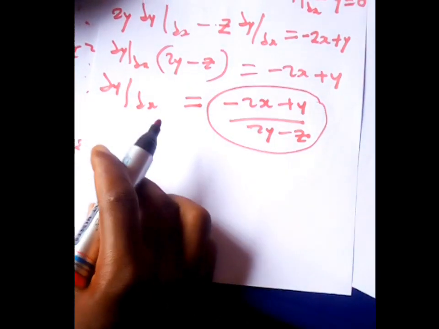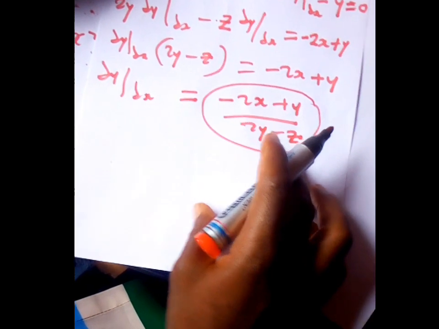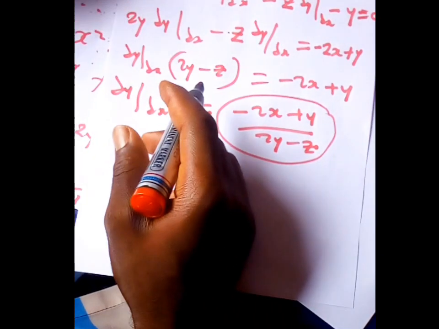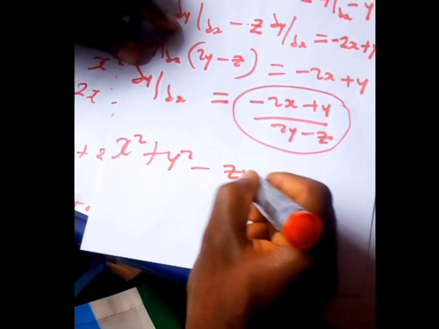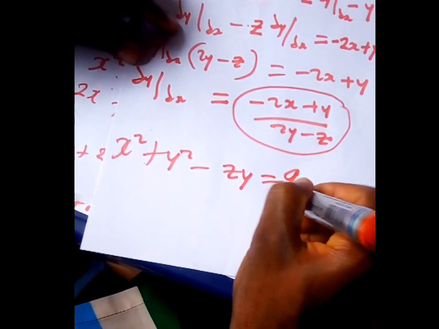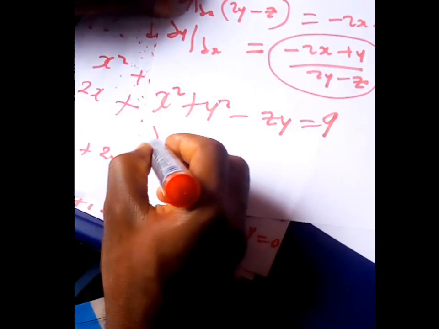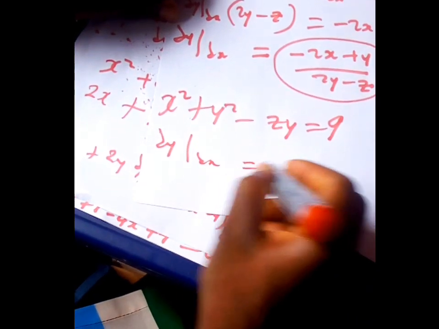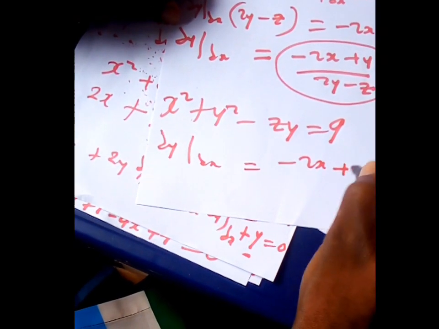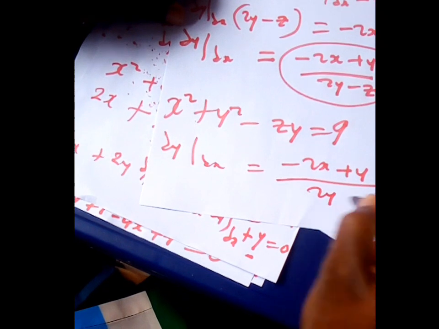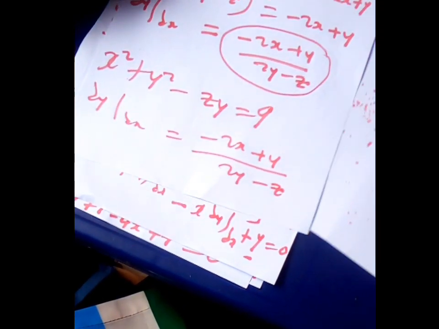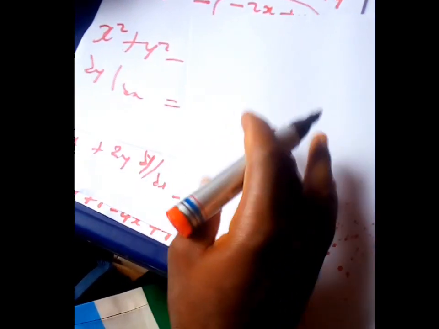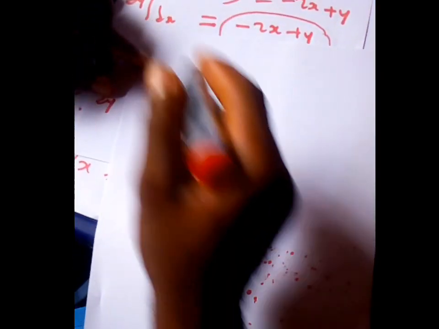Here is now our dy dx. From this function, x squared plus y squared minus x companion y equals 9, our dy dx is equal to minus 2x plus y all over 2y minus x. Now, for the sake of practice, let's do another related example.